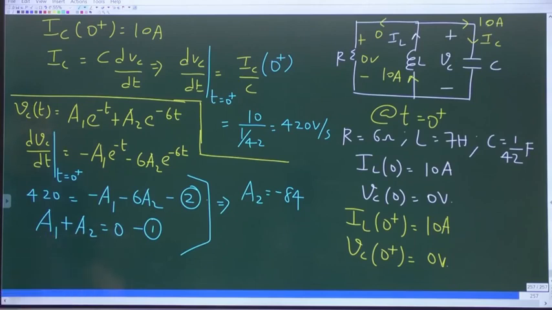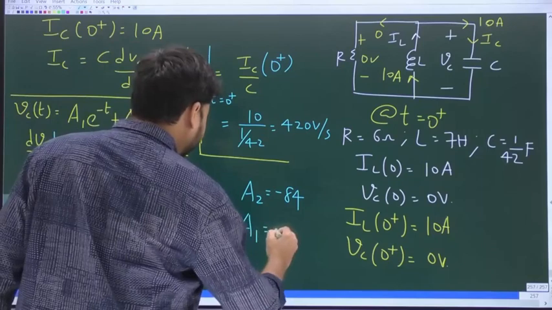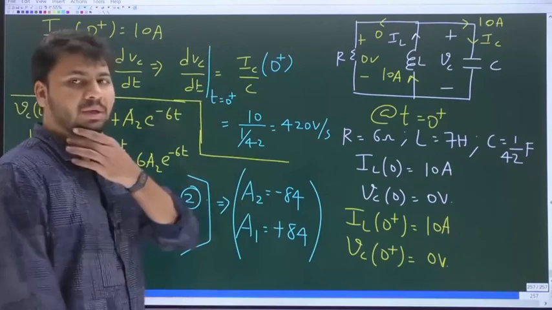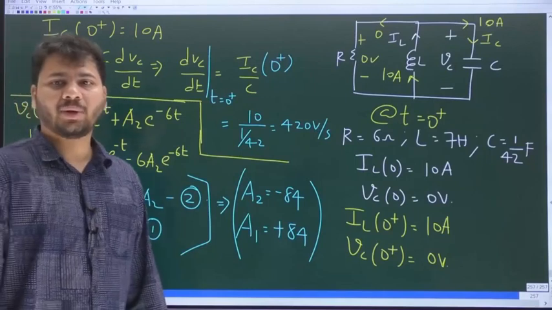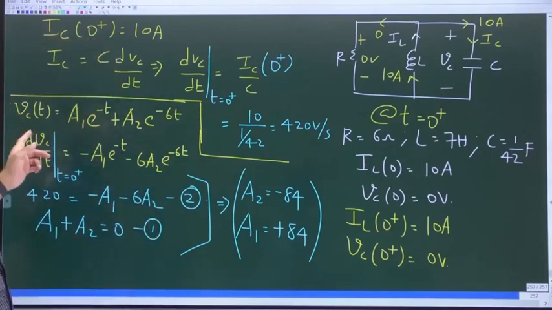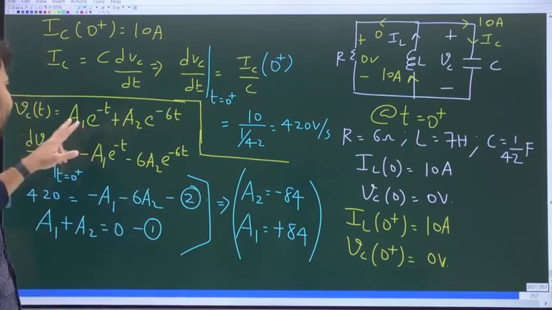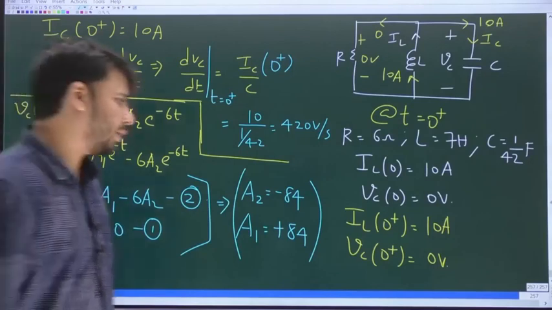If a2 is minus 84, remember, a1 plus a2 is 0. So a1 must be plus 84. That's all. These are the values of a1 and a2. a1 is plus 84, a2 is minus 84. Now go back to this expression for Vc of t, which is a1 e power minus t plus a2 e power minus 60. In place of a1, you write plus 84. In place of a2, you write minus 84.